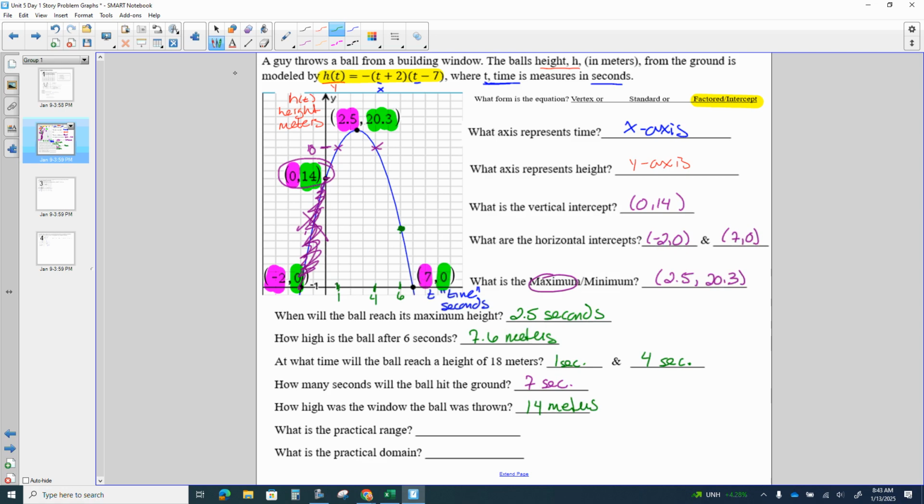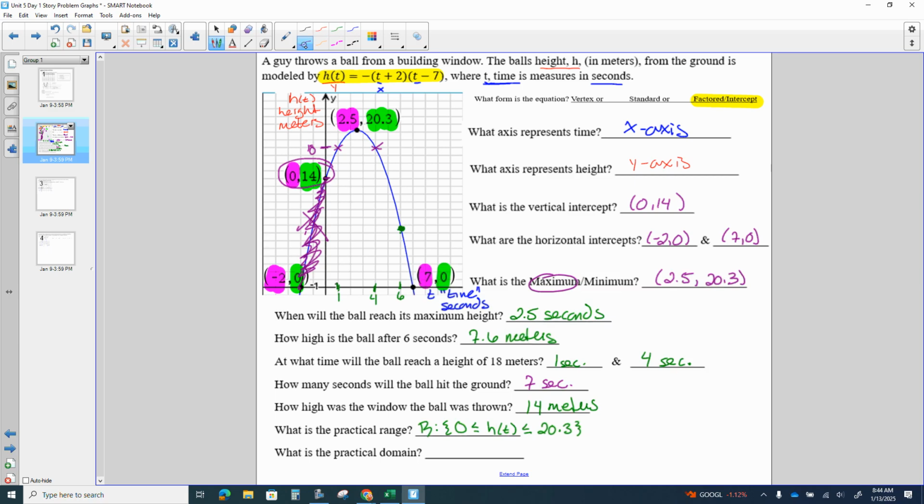And then what's the practical range? Our range are our y values. I'm not going to put y here because they don't have y. I'm going to use h of t. The lowest that we go is 0 when it hits the ground, and I put my inequality signs. Remember, I'm going to put the function notation version of y. And then the highest it goes is all the way up here to 20.3. It does not go past 20.3. That's why it's a maximum.